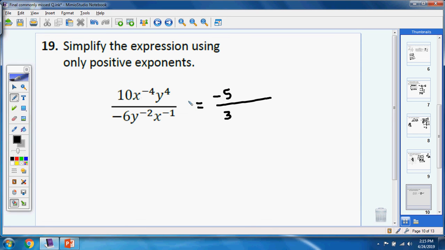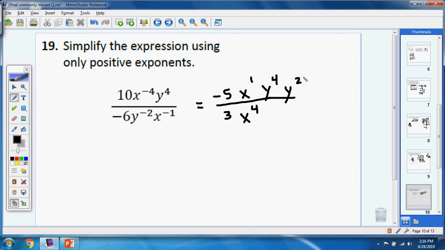All right, so one way that I told you you could do it is you could change the negative exponents by moving its location. So the x to the negative 4th power would now have x to the 4th power at the denominator, while the x to the negative 1st power would be x to the positive 1st power at the numerator. The y to the 4th power can stay the same because it's already a positive exponent.